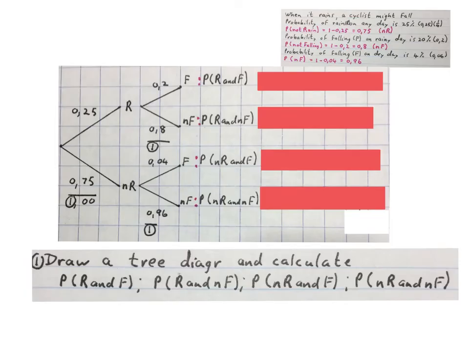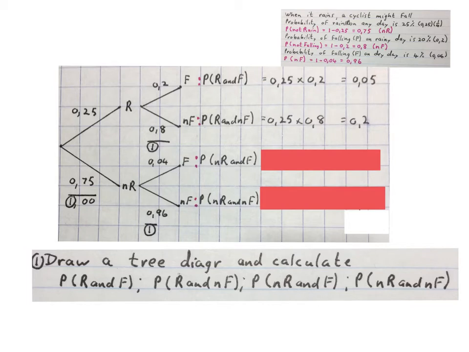The first thing they ask us to do is to draw a tree diagram, which we've done, and calculate the probability of rain and falling, rain and not falling, not rain and falling, and not rain and not falling. If you go up this branch, you'll have the rain and falling. So the probability of rain and falling, I'll multiply the 0.25 with the 0.2 and get my answer. Then I'll go up this arm, rain and not falling, multiply the 0.25 and the 0.8 down here, and get my answer.